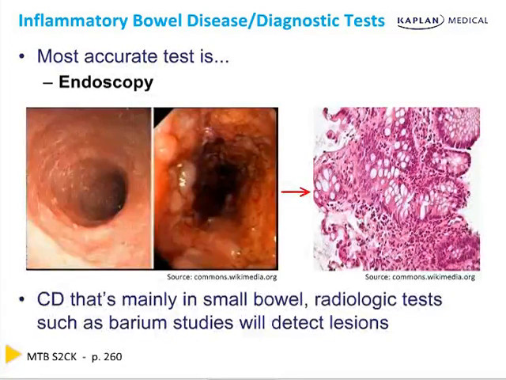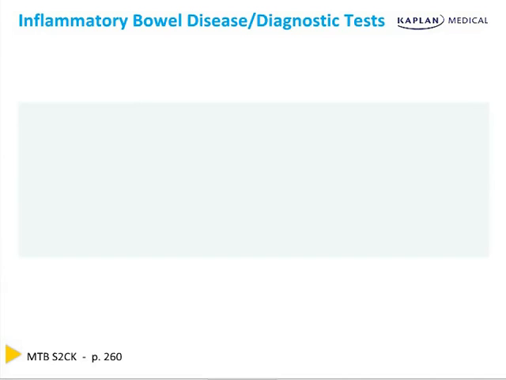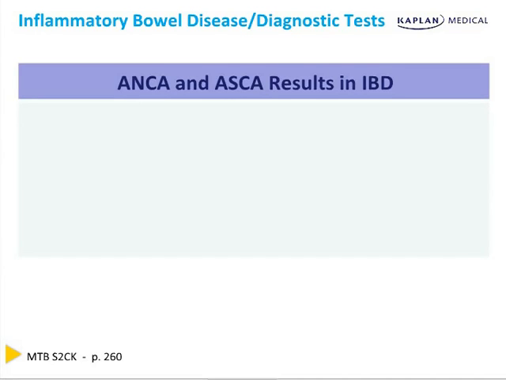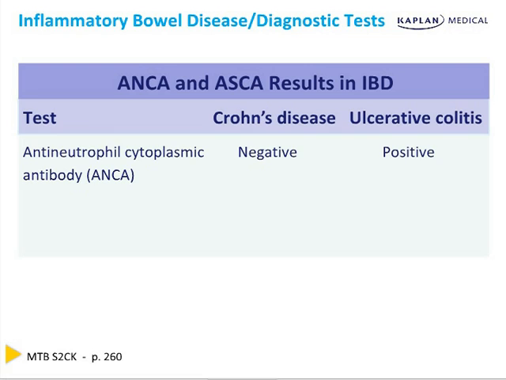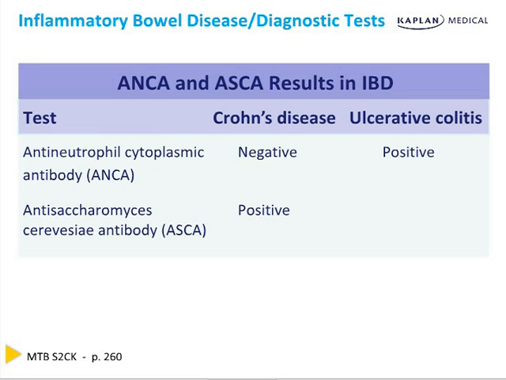Antibody testing is possible, but it's only true in 2/3 of the patients and is only used if the histology is equivocal. There are 2 serologic tests, ANCA and ASCA. Each one is specific to a different disease. ANCA, or anti-neutrophil cytoplasmic antibody, is negative in Crohn's disease but positive in ulcerative colitis in 2/3 of patients. Anti-Saccharomyces cerevisiae antibody, or ASCA, is positive in Crohn's disease and negative in ulcerative colitis.